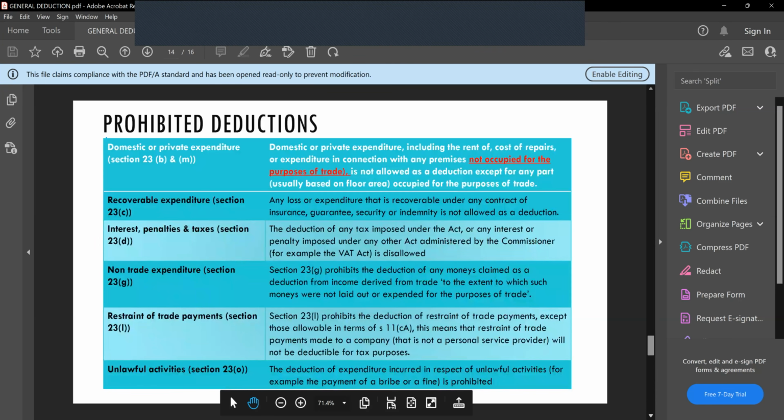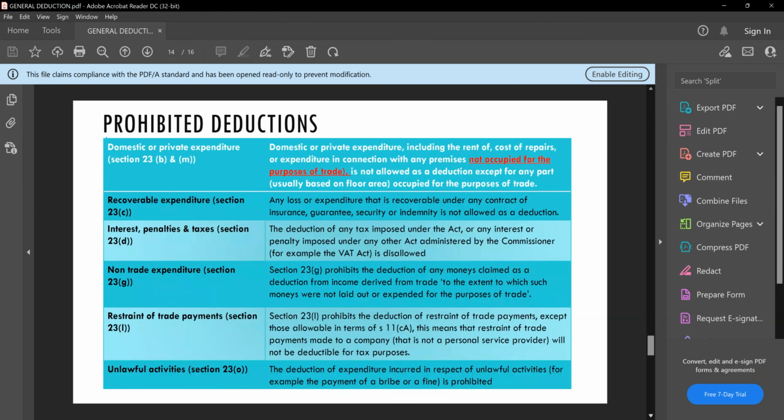Now let's take a look at the prohibited deductions in terms of Section 23, right? So an amount can satisfy all the requirements of the general deduction formula, but be prohibited in terms of Section 23. So I've just summarized a few. Please check them out because this is a summary, okay?